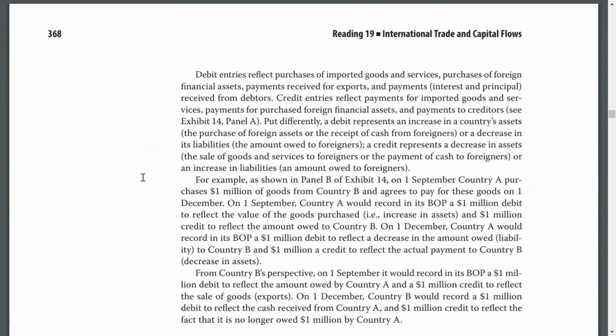Debit entries reflect purchases of imported goods and services, purchases of foreign financial assets, payments received from exports, and payments received from other debtors. Credit entries reflect payments for imported goods and services, payments for purchases of foreign financial assets, and the payment of creditors. To put it differently, a debit represents an increase in a country's assets or a decrease in its liabilities. A credit represents a decrease in assets or an increase in liabilities. For example, as shown in panel B of Exhibit 14, on September 1st, a country A production. So here's just an example.